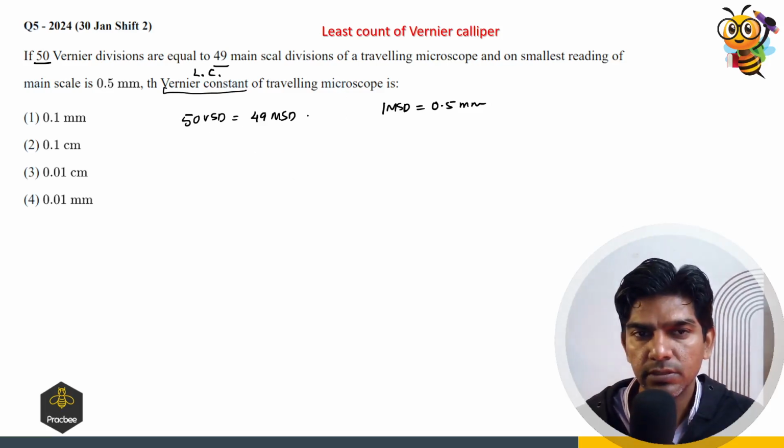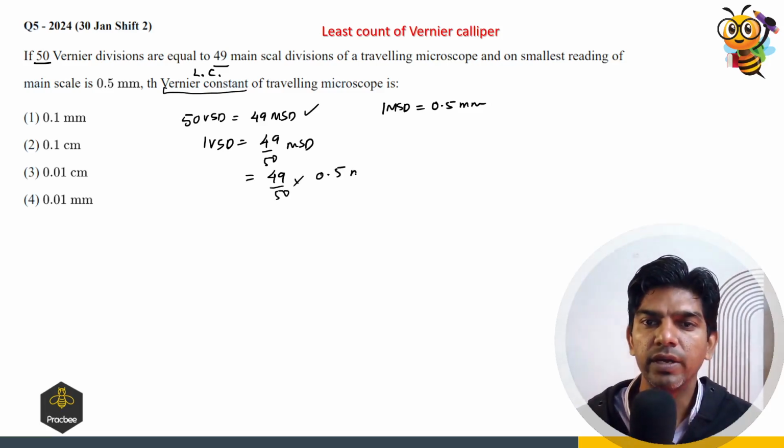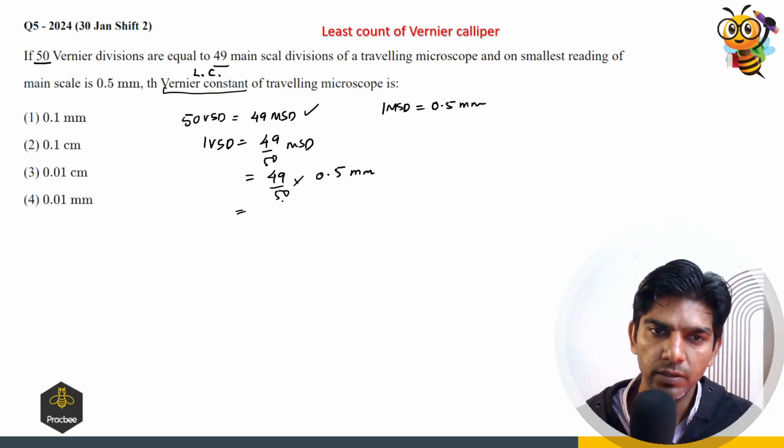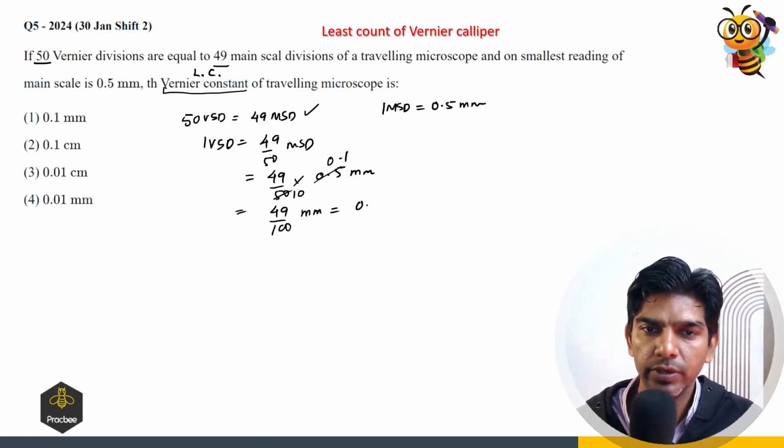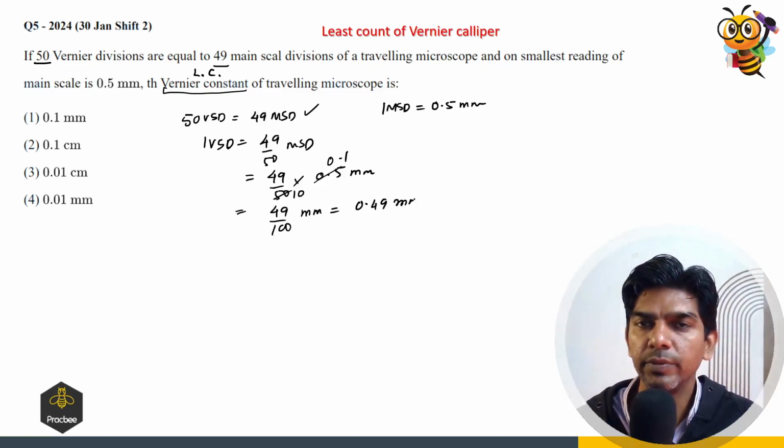So from this relation we can find one Vernier scale division. One Vernier scale division will be 49 by 50 main scale division. And we know one main scale division is 0.5. So that will be 49 by 50 times 0.5 millimeter. And that will give us, so that will be 0.1, this will be 10. So it will be 49 by 100 millimeter, or we can write it as 0.49 millimeter.